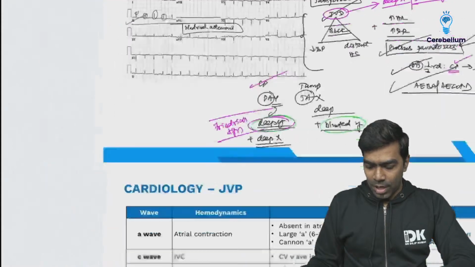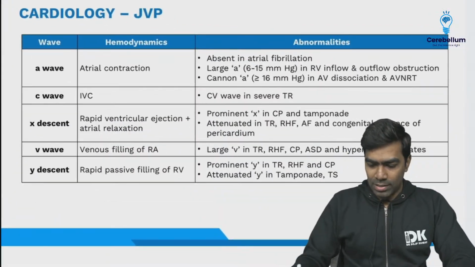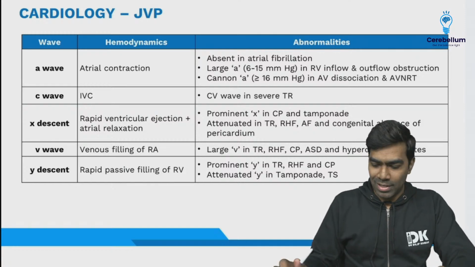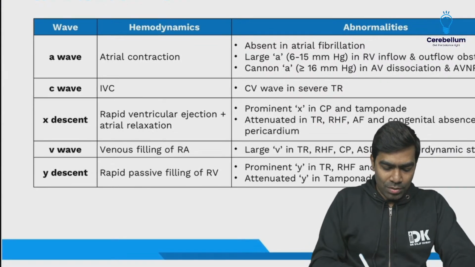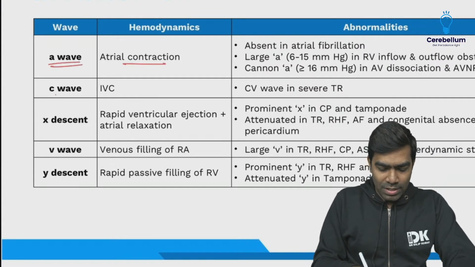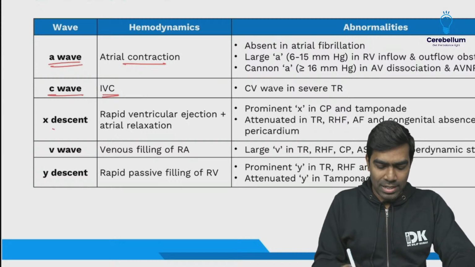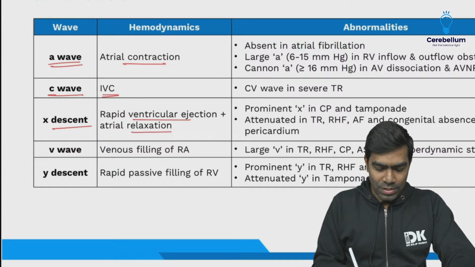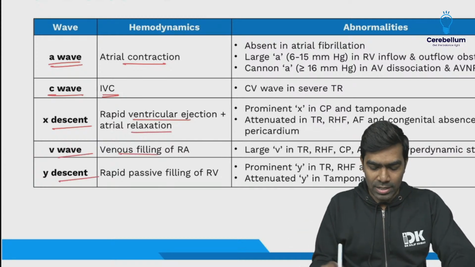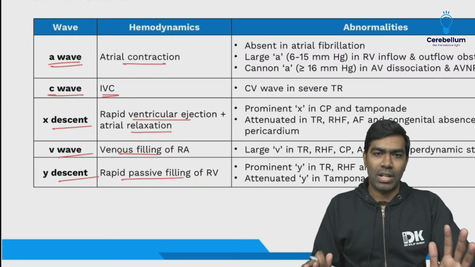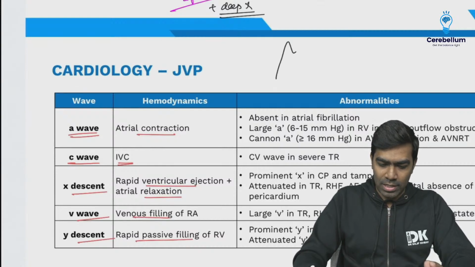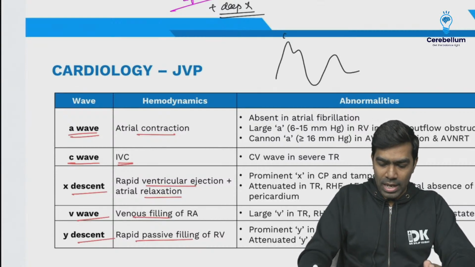Now, let us see some important JVP findings. I think I've discussed this table already in one of my previous sessions, but let me tell you one more time. The A wave is due to atrial contraction, the C wave is due to isovolumetric ventricular contraction, the X descent is due to rapid ejection of the ventricles along with atrial relaxation, the V wave is due to venous filling of the right atrium, and the Y descent is due to rapid passive filling of the right ventricle. If I draw the curves, it's going to be something like this: A, C, X, V, and Y descent.